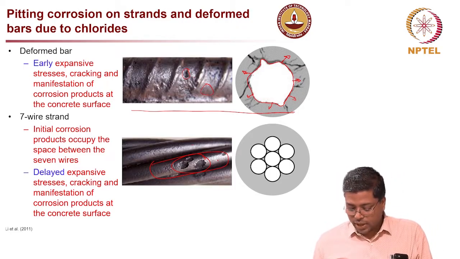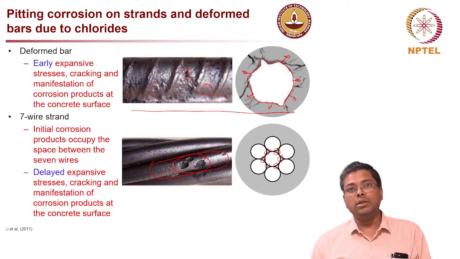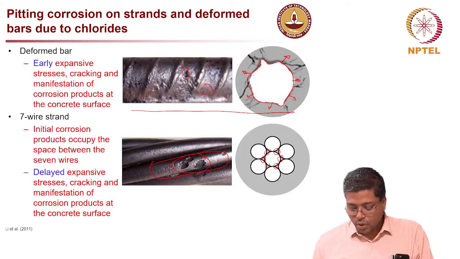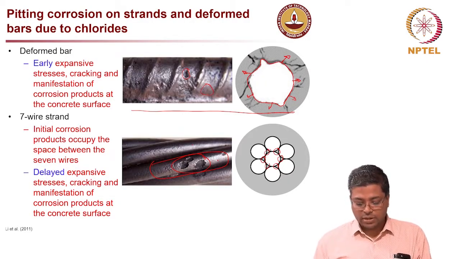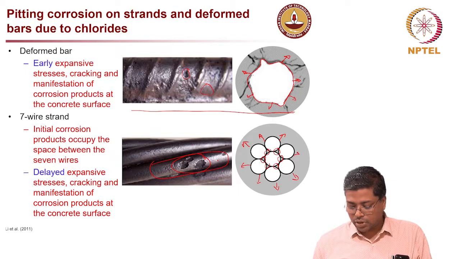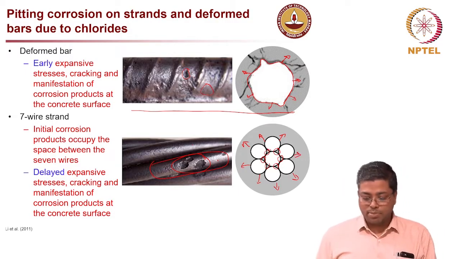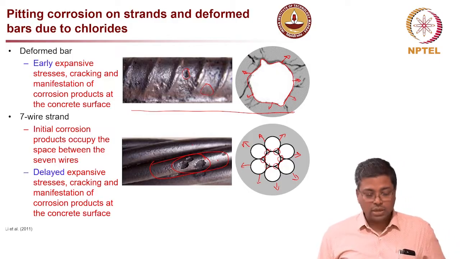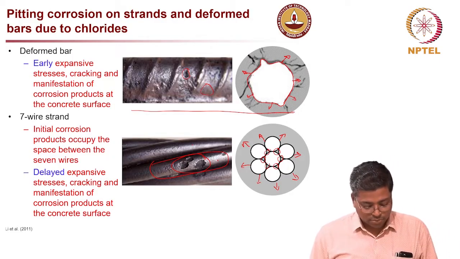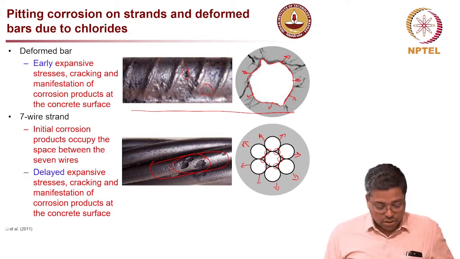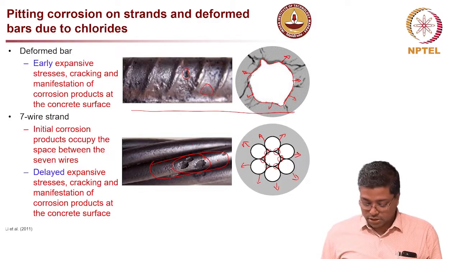On top of that, whatever rust is formed in the beginning will occupy the small triangular spaces between the 7 wires. Only once this space is fully filled with rust will the strand exert pressure onto the surrounding concrete. Because of this, there may be prolonged corrosion before you actually see any brown stains. So visual observation is not really a good idea when you talk about post-tension systems.